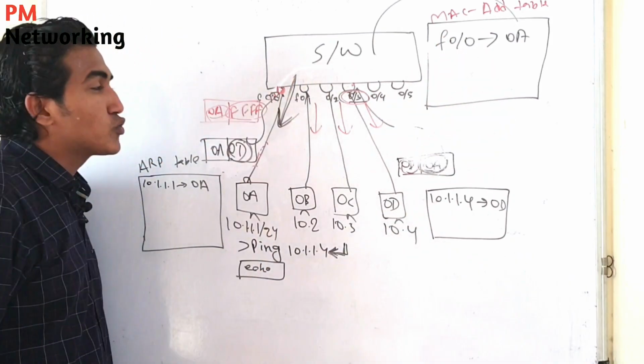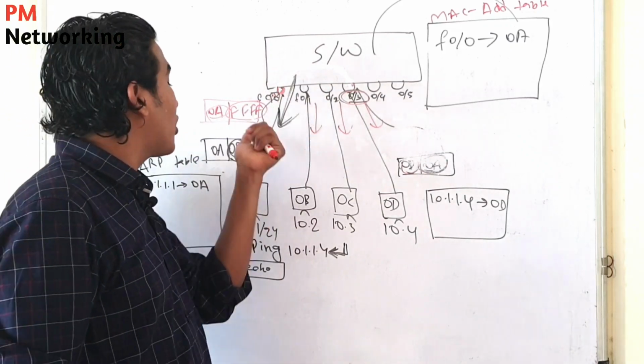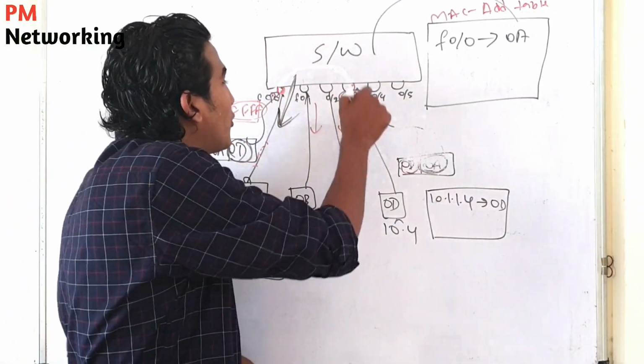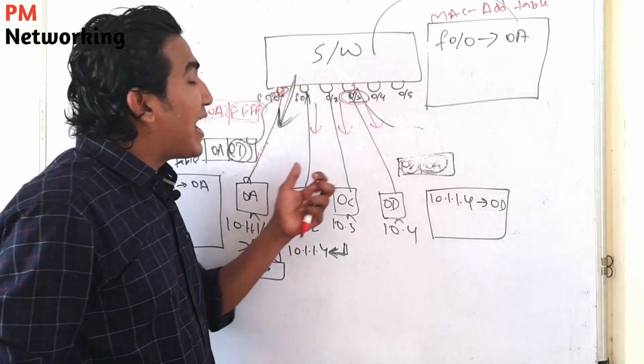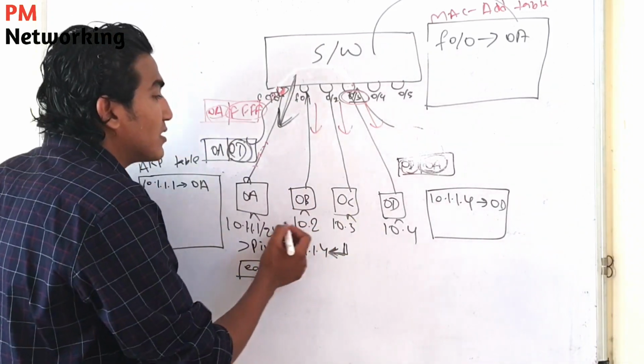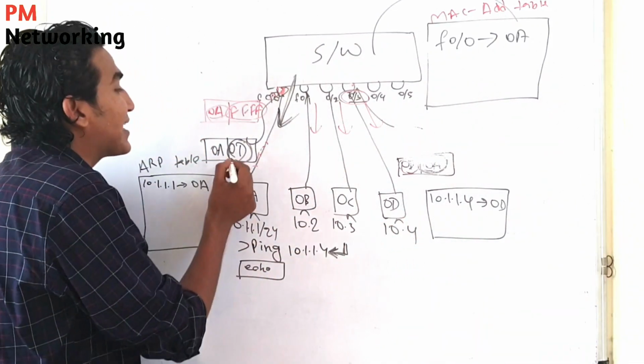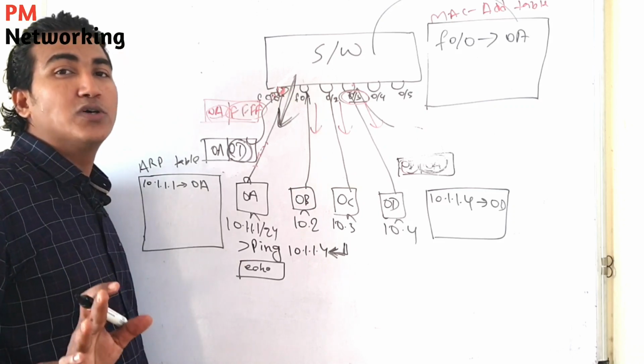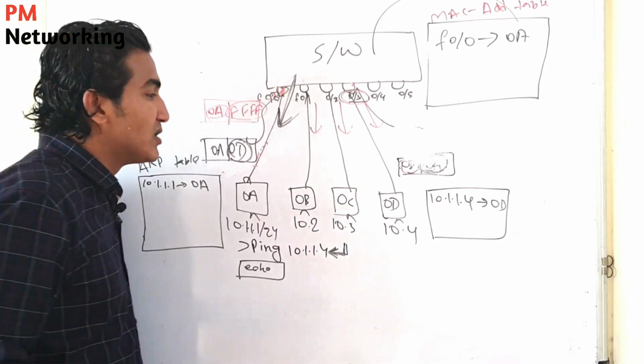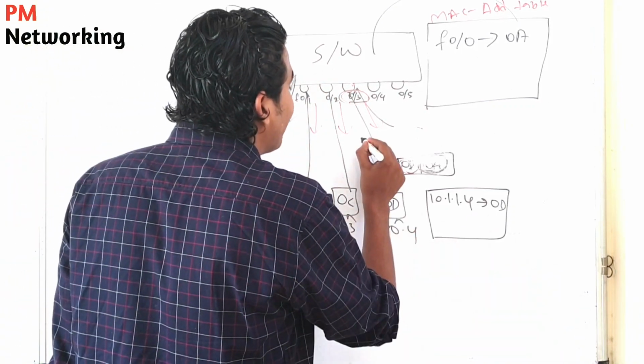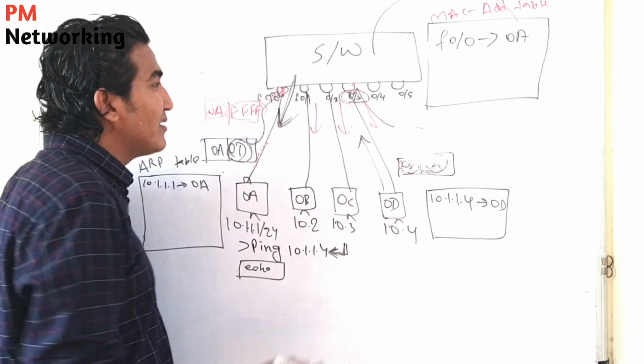So what will the switch do? The switch will broadcast traffic to all ports except this port to ask who is the computer whose MAC address is 0D. Who is the computer whose MAC address is 0D? Then this computer will generate a reply, right?